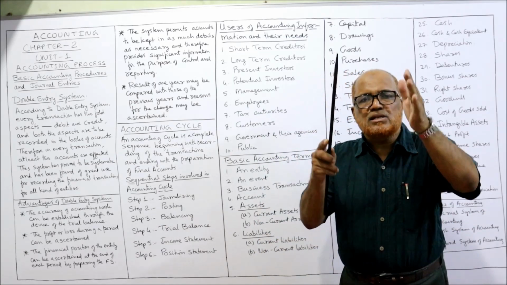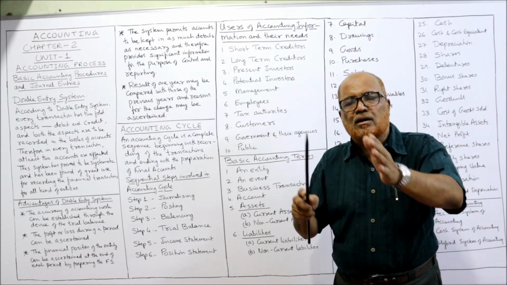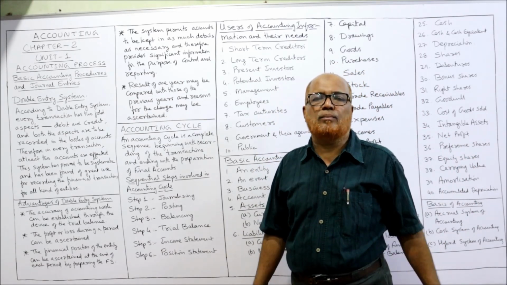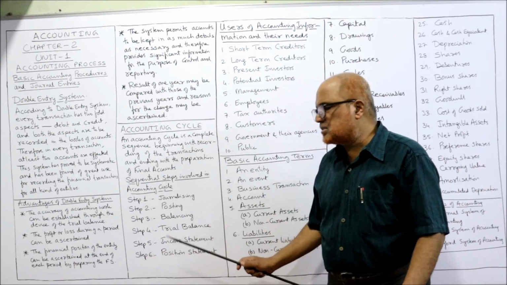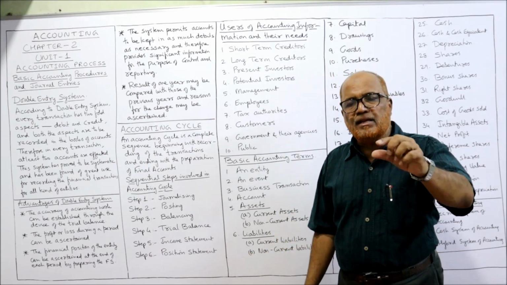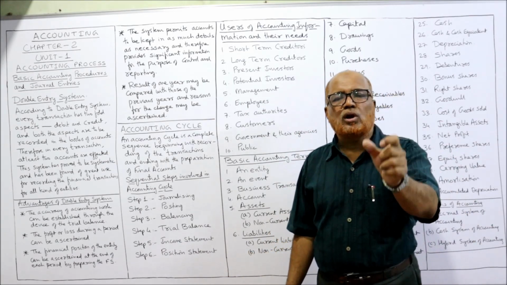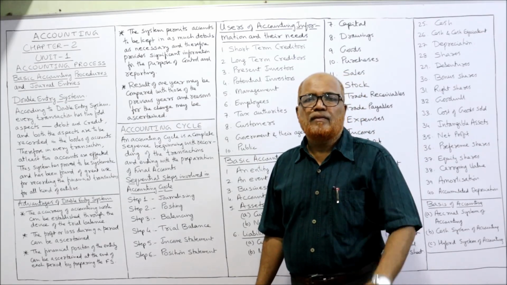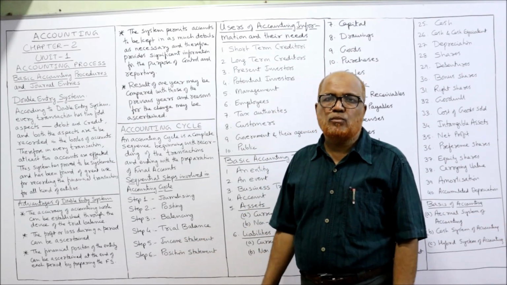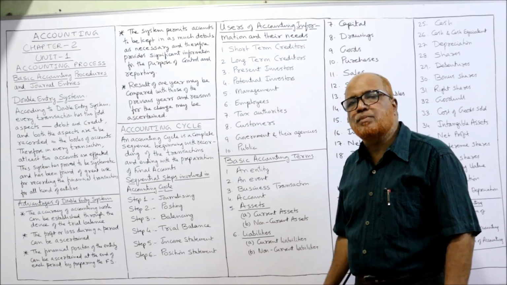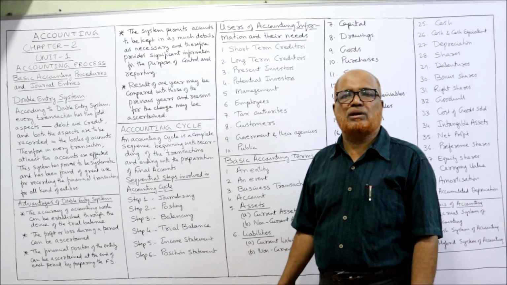All the debit balances will be taken in one column and all the credit balances will be taken in another column. That is called the trial balance. So if the trial balance agrees, that means the total of debit and the total of credit are the same, then we can say there are no errors in the books of accounts. So this trial balance is prepared before preparing the financial statements.